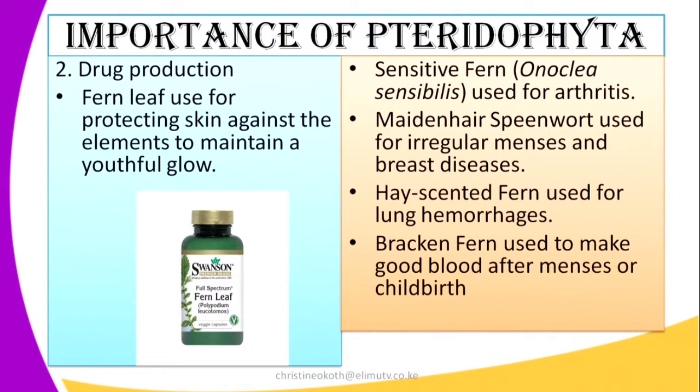These are examples of fern leaves and how they are used. For example, we have the sensitive fern, whose scientific name is Onoclea sensibilis, which is used for arthritis. We have the maidenhair spleenwort fern, which is used for irregular menses in ladies, and it's also used for treatment of breast diseases. We also have another type of fern called the hay-scented fern, which is used for lung hemorrhage, and we also have the bracken fern, which is used to make good blood after menstruation or after childbirth.